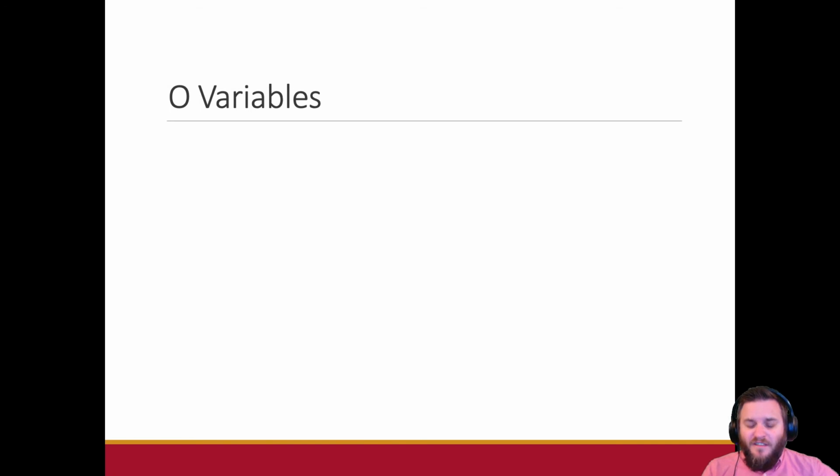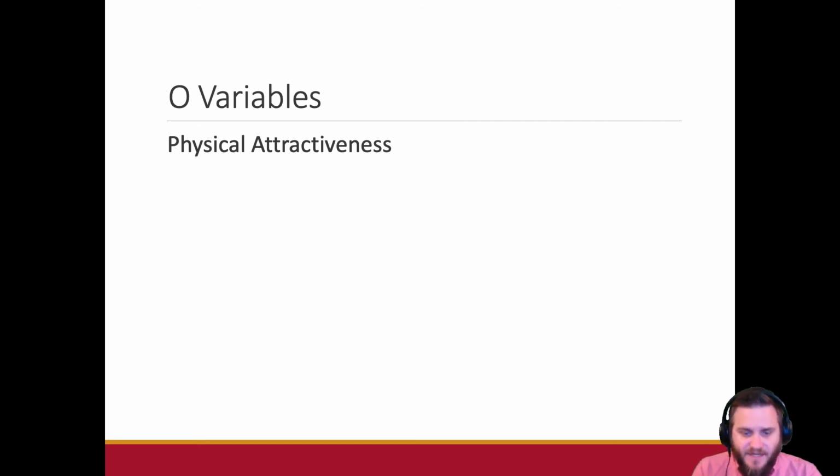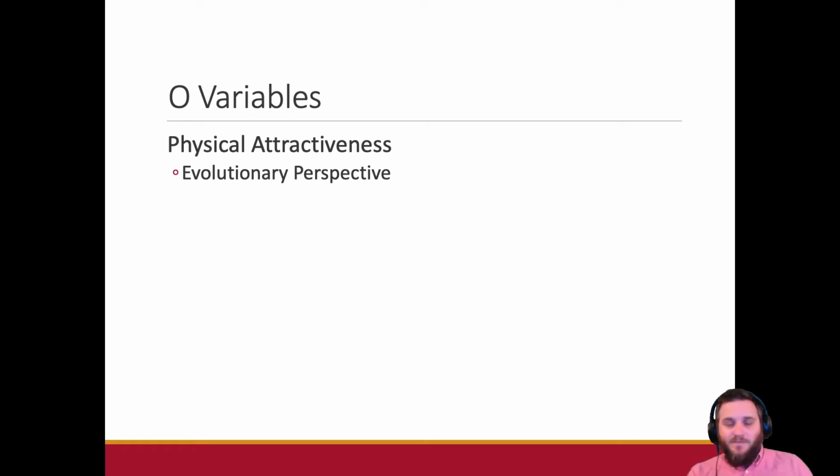Now, other variables. These are variables about the other person, your potential partner. Okay. And of course, number one is physical attractiveness. This is always going to be number one. It's one of the stronger predictors of initial attraction. So what's the evolutionary perspective on this? And I gotta say, even babies prefer beauty. Even babies prefer better looking people.